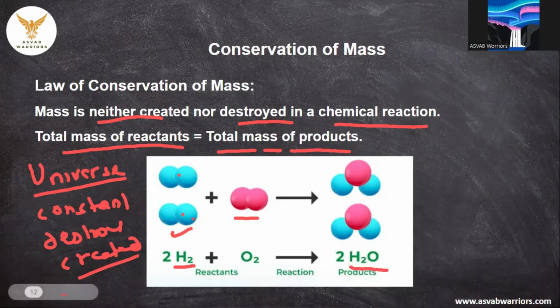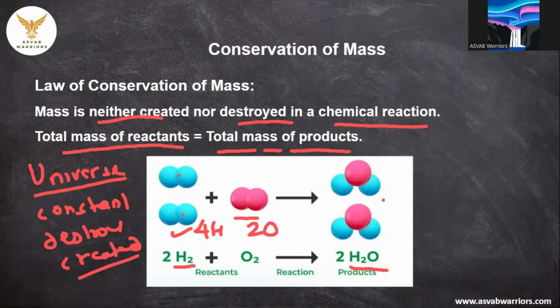So if we count here, there are 4 hydrogen atoms and 2 oxygen atoms. In the product, how many are there? Again the same, 2 oxygen and a total of 4 hydrogen. So LHS is equal to RHS. Whatever reactant we have taken is the same as in the product, even though the chemical reaction is already done, right? 2 different substances combined to give us water.